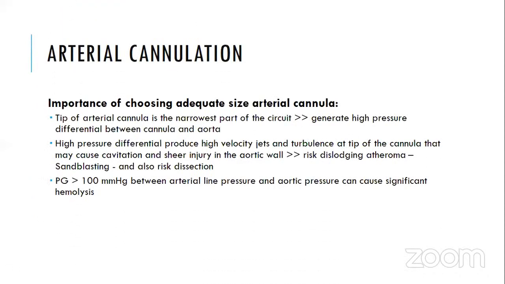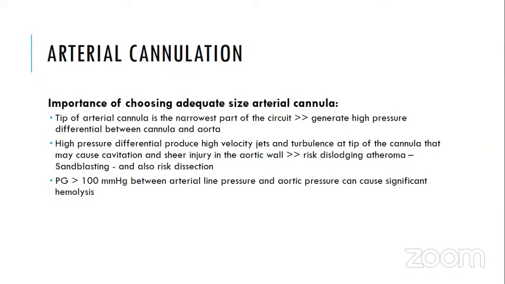Now coming to arterial cannulation. Importance of choosing adequate size of arterial cannula. The tip of the arterial cannula is the narrowest part of the circuit and generates a high pressure differential between the cannula and the aorta. High pressure differential produces a high velocity jet and turbulence at the tip of the cannula that might cause cavitation and shear injury in the aortic wall, risk of dislodging atheroma or sandblasting, and also risk of dissection.